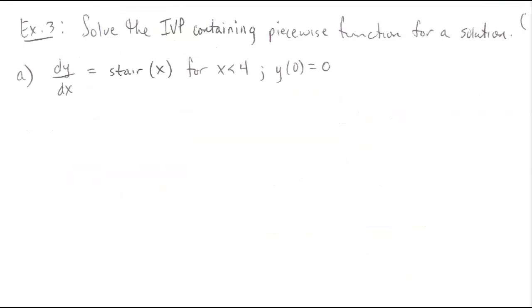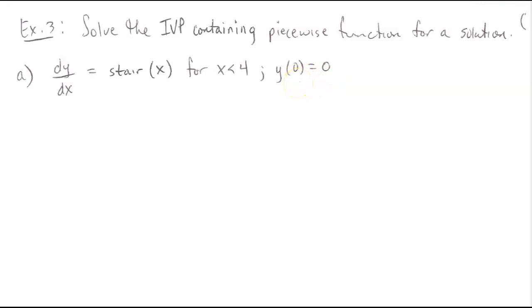Okay, so for our next example, we want to solve an initial value problem containing a piecewise function for a solution. So we have a first order directly integrable differential equation where the first derivative is defined as a piecewise function. And of course, that piecewise function is a stair function. And we're looking at this only for values of x that are less than 4. And we have an initial condition here that y of 0 is equal to 0.